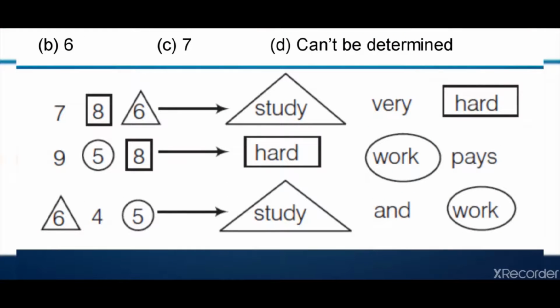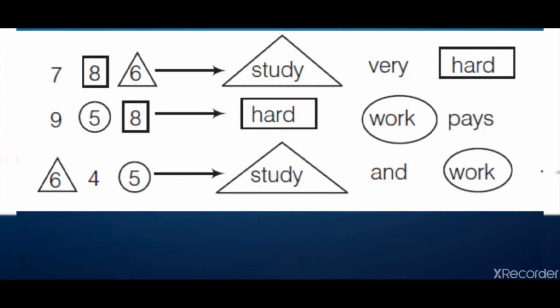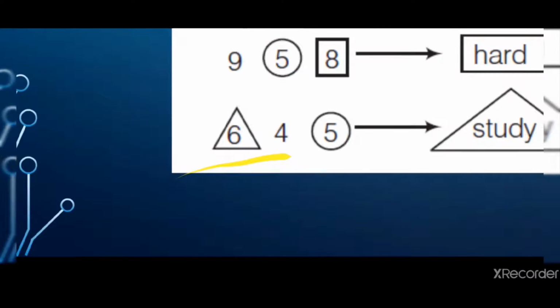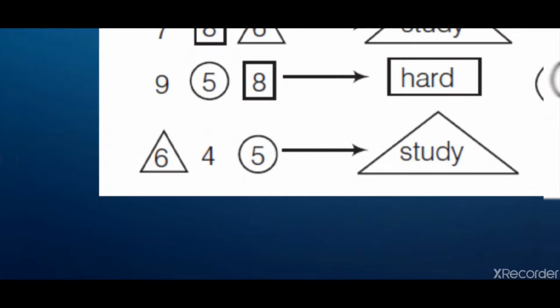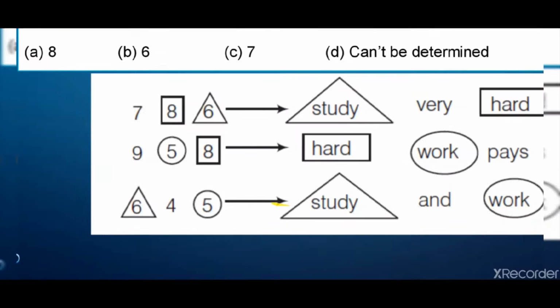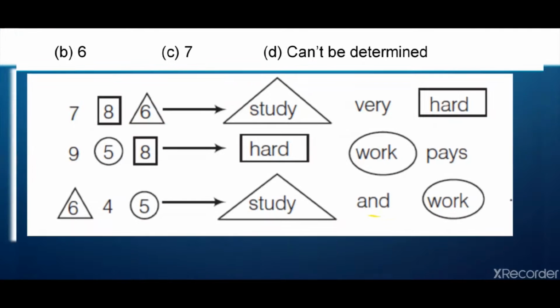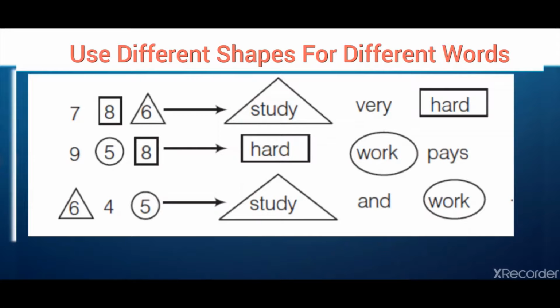Now in the last two sentences, what do I have in common? 958 and 645 have 5 in common, so I'll mark 5. On the right hand side, you have "work" in both sentences: "hard work pays" and "study and work". Therefore I am marking all of them with the same symbol, circling all four.